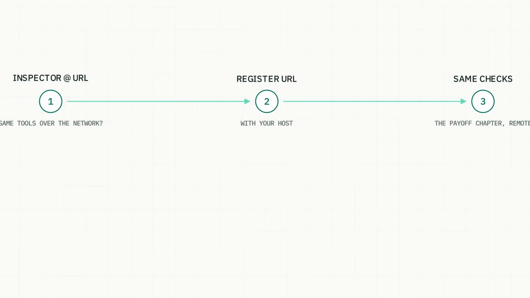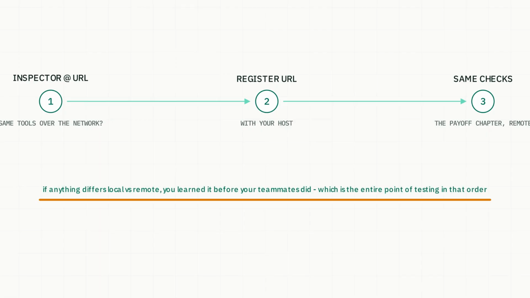The inspector accepts a URL, point it at your endpoint, and verify the same tool list appears over the network that appeared over the local pipe. Then register the URL with your host and run the same natural language checks from the payoff chapter. Same tools, same descriptions, same behavior, different transport. If anything differs between local and remote, you've learned something important before your teammates did, which is the entire point of testing in that order.